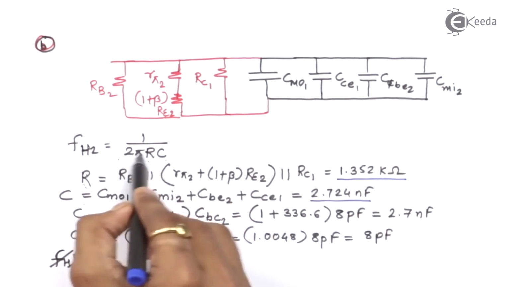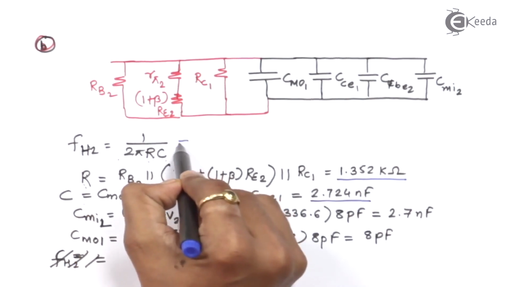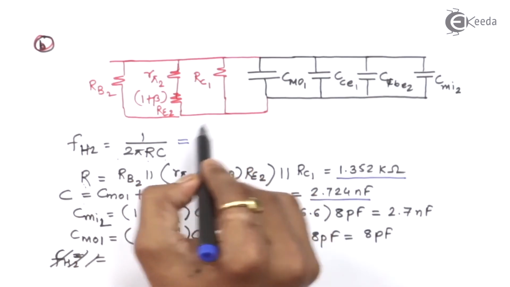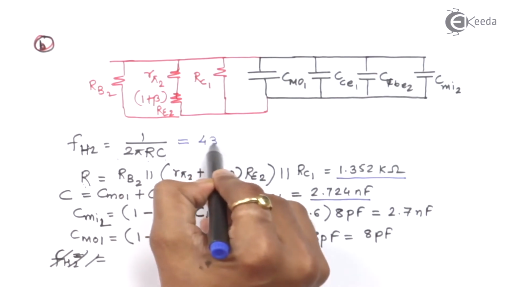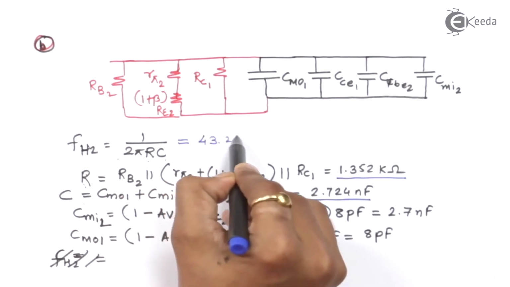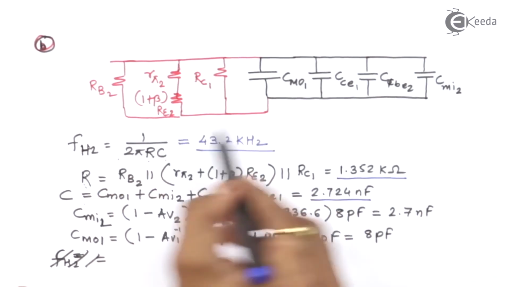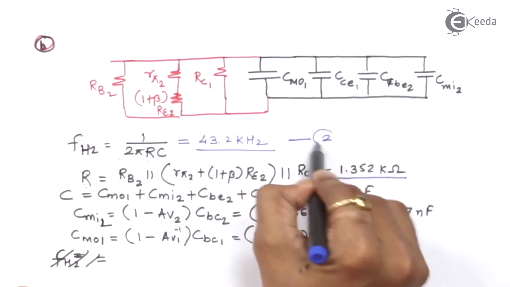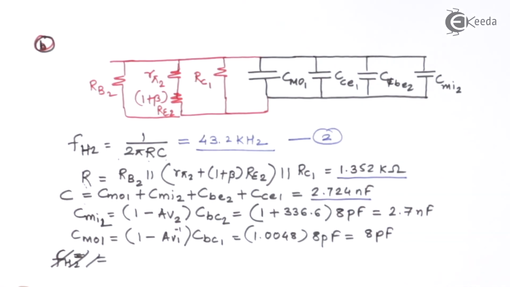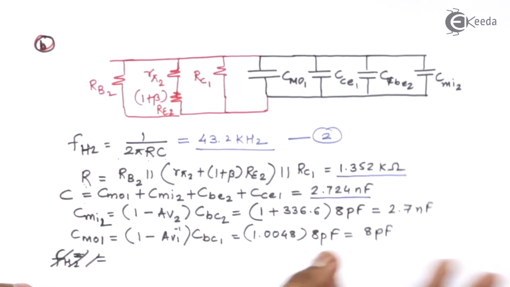We just have to incorporate this value over here, and this is how we have got the value of this FH2 as 43.2 kilohertz. So this is the second answer we have got. I can say that this FH2 is equal to 43.2 kilohertz. Let's move on to calculate the last value as far as higher cutoff frequency is concerned.